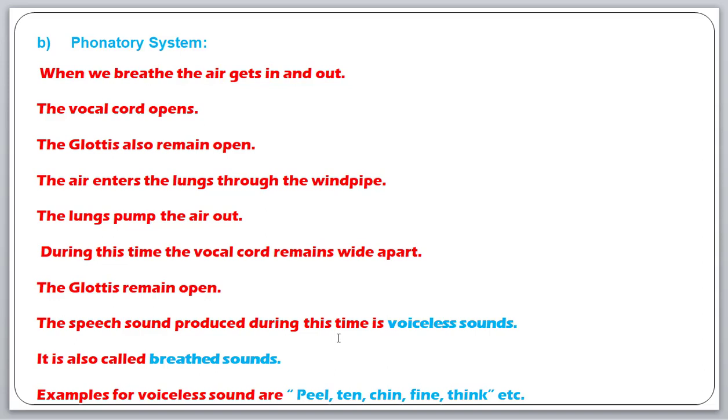Peel, so the sounds peel, ten, chin, fin, thin. You see all these sounds, we don't breathe the air in, we breathe the air out. So those are voiceless sounds. We call them voiceless sounds. Very simple.